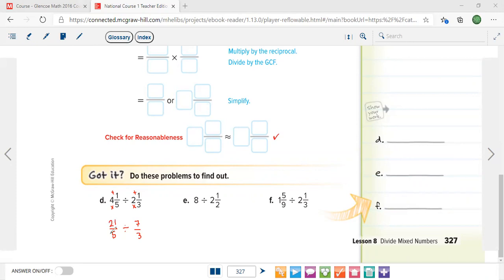Now the whole problem becomes like 21 over 5 is the same. Division will be multiplication. Flip this one, 3 over 7. Now we can use cancellation between the 7 and the 21. Divide by 7 is 1, divide by 7 is 3. So 3 times 3 is 9 over 5. And 9 over 5, 9 contains how many 5s? It contains 1 five with remainder 4. So 1 and 4 over 5.